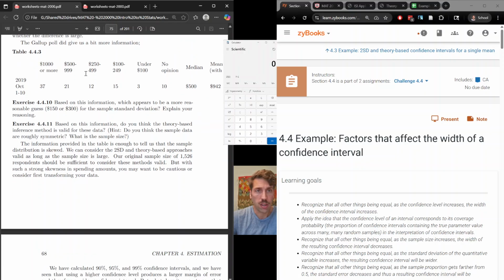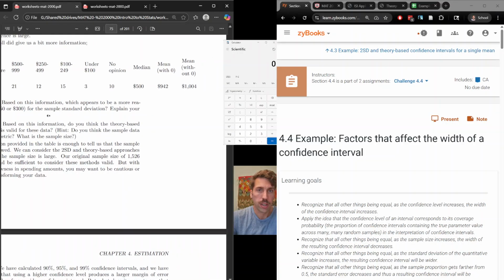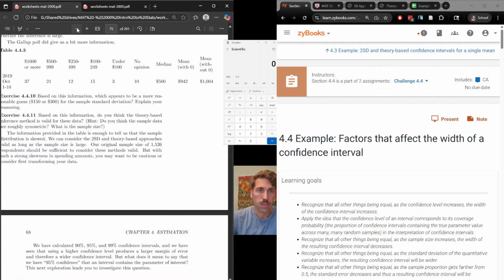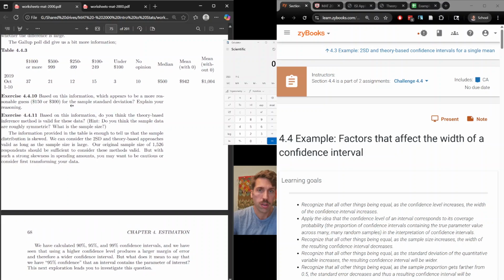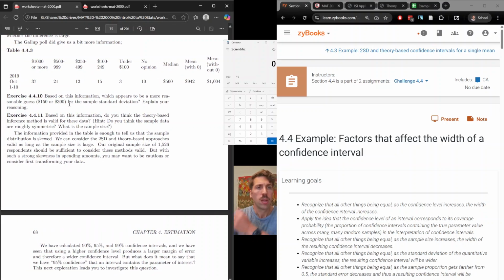Okay, so here we've got more information from the Gallup poll. You might need to go over there. Maybe we can fit it all in there. Okay, so number 10. Based on this information, what appears to be the more reasonable guess, 150 or 300, for the sample standard deviation? Explain your reasoning.